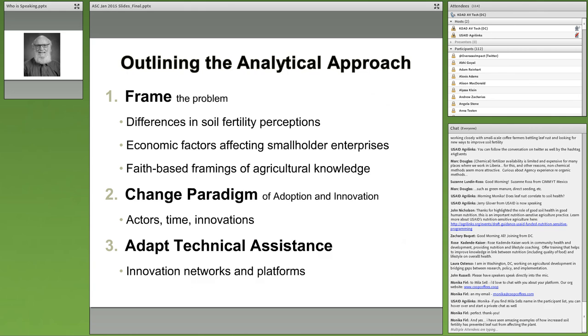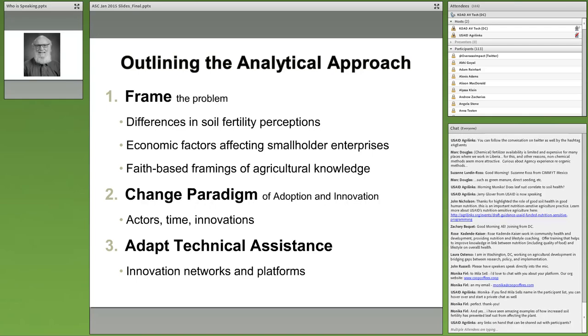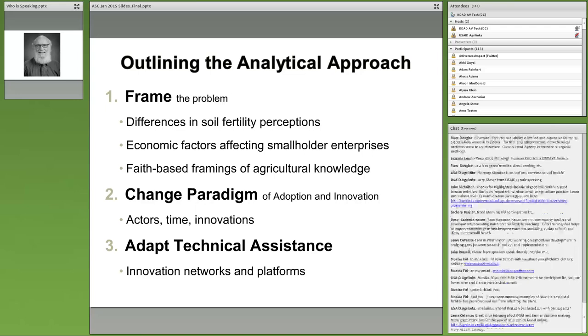We're going to frame the problem here in the first phase. We're going to talk about differences in perception about what soil fertility is and means to the different actors, primarily those scientists and extension agents and the farmers. We're going to take a look quickly at some economic factors affecting the smallholder enterprises, and then discuss a bit about faith-based framings of agricultural knowledge.